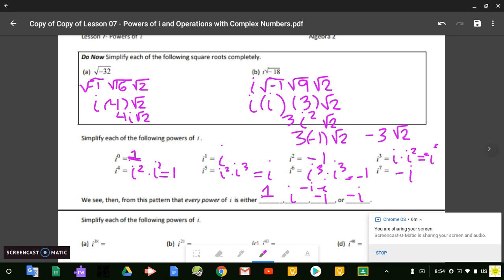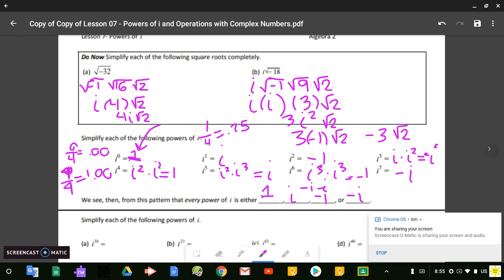So since it's a pattern of 4, you can take the exponent and divide it by 4. If it divides evenly, like 0 divided by 4, or 4 divided by 4, you know that's going to line up with the i to the 0 pattern. It'll equal 1. If I take my exponent and divide by 4 and end up with a leftover of 0.25, like 1 divided by 4 or 5 divided by 4 is 1.25, I'm going to end up in the pattern that follows the i to the first pattern, which is equal to i.